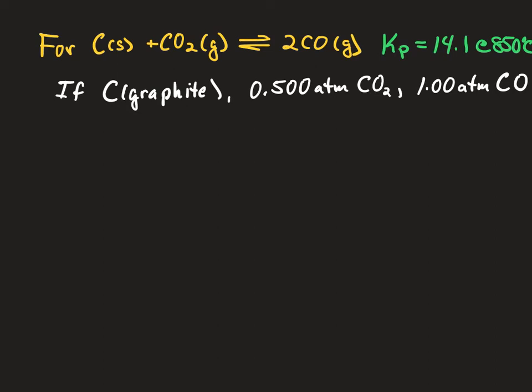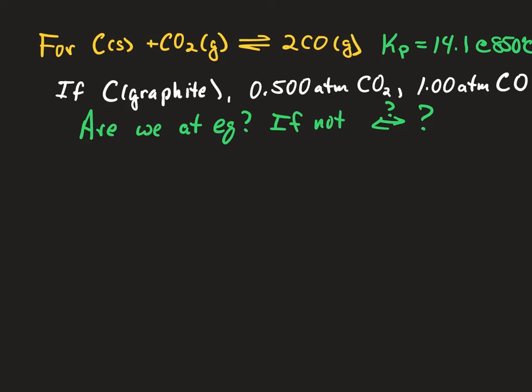Here we have a different kind of equilibrium. We have an equilibrium between carbon in its solid form and carbon dioxide gas, to make 2 moles of carbon monoxide gas. So we have participants in our equilibrium in 2 different phases, a solid phase and a gaseous phase. And we're given the equilibrium constant in pressure terms as being 14.1 at a given temperature. We're not going to change the temperature in this. And so the question is, if we start with a mixture of carbon as graphite, half an atmosphere of carbon dioxide, and 1 atmosphere of carbon monoxide at this temperature in a container, the first question is, are we at equilibrium? And if not, which direction will we go to achieve equilibrium?